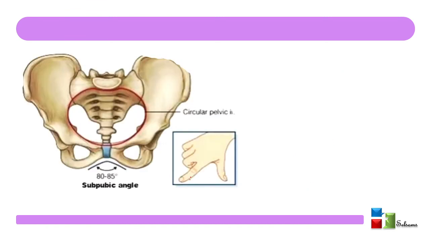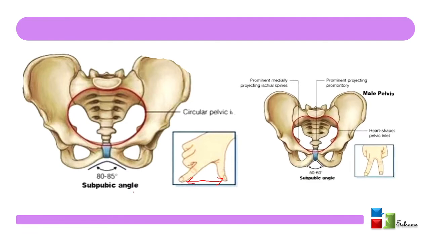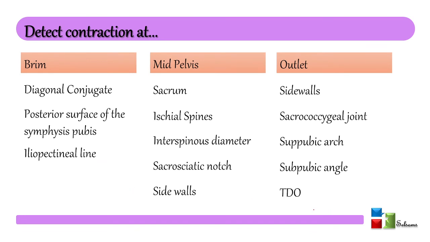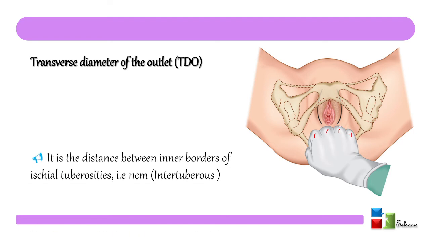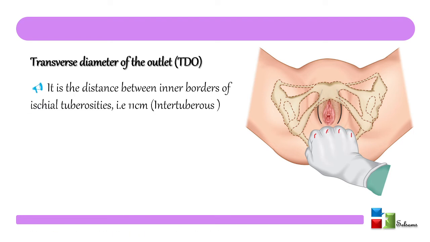Okay, this is the way you're supposed to check it. You can check in this way also, as I showed in the previous slide. So you have to check for the TDO. TDO means the transverse diameter of the outlet. So you keep your hands in a fist like this. This is called knuckles. If the pelvis is adequate, it will accommodate 4 knuckles.